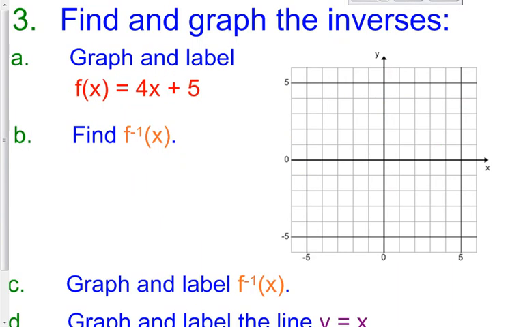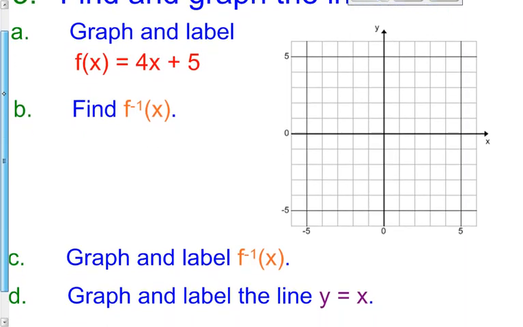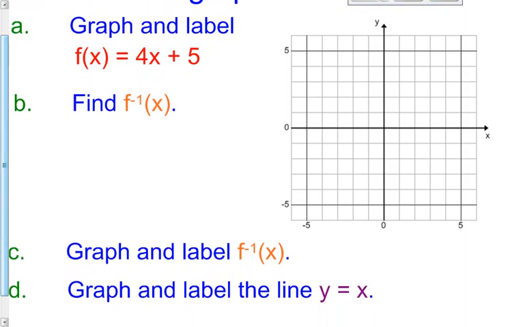Find and graph the inverses. We're first going to, letter A, graph and label f of x equals 4x plus 5. A y-intercept of 5, 1, 2, 3, 4, 5. And this one has a slope of 4 over 1. So if we go up 4 and over 1, that's the same thing as going left 1 and down 4. So go left 1, down 1, 2, 3, 4.